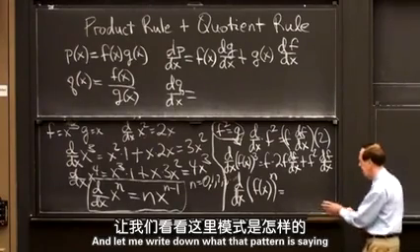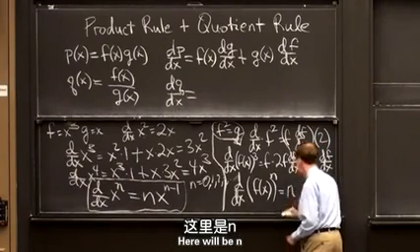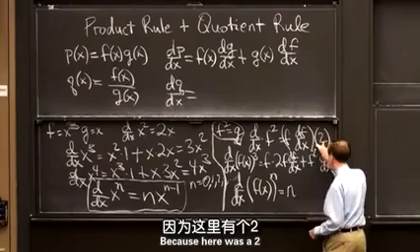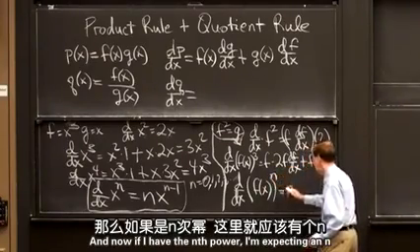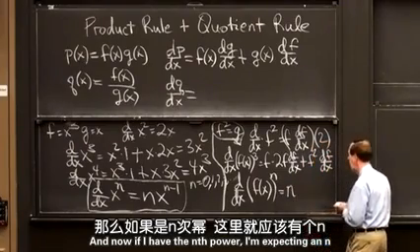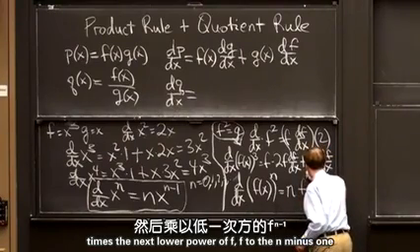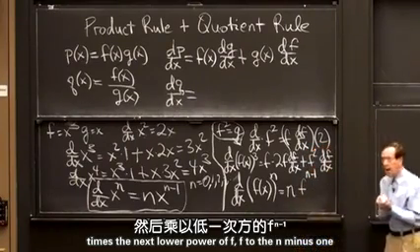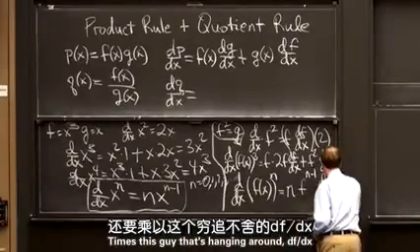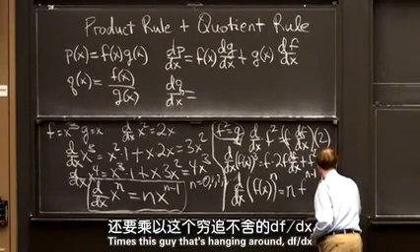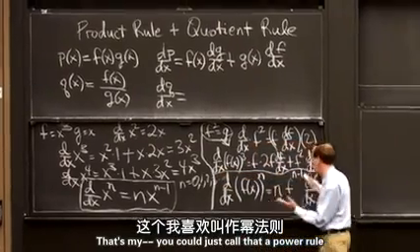And let me write down what that pattern is saying. Here will be n, because here it was a 2. Here it's going to be 2 plus 1, a 3. Now if I have the nth power, I'm expecting an n times the next lower power of f, to the n minus 1, times what? Times this guy that's hanging around, df dx. You could call that the power rule.